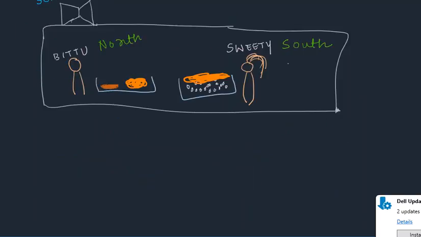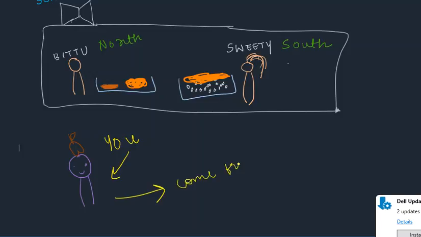Now Bittu and Sweetie decided to ask you for help. So they come to you and say, Food detective, can you help us? Now imagine yourself to be the food detective. Now let's imagine this to be you and you are the food detective. You decided to help Bittu and Sweetie in finding out from where all the food comes from. So now we are going on a mission. Okay, let's see what happens.